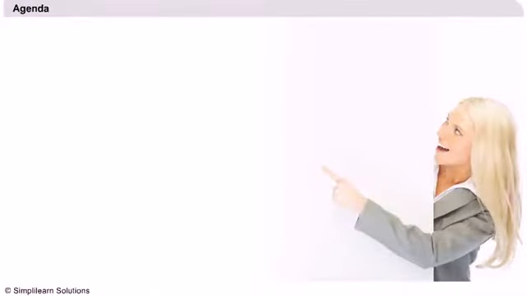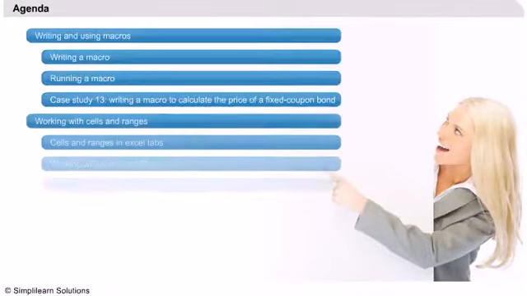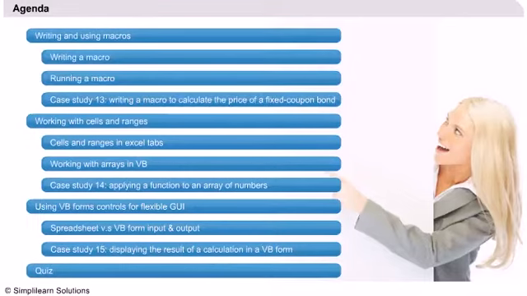Agenda. We will start this presentation with an introduction on how to write and use macros. We will first learn how to write a macro, either directly using some VBA coding or using the Excel macro recording function. We will then see how a macro can be run, either from the macro menu in Excel or by linking the macro name to an object in the Excel workbook.